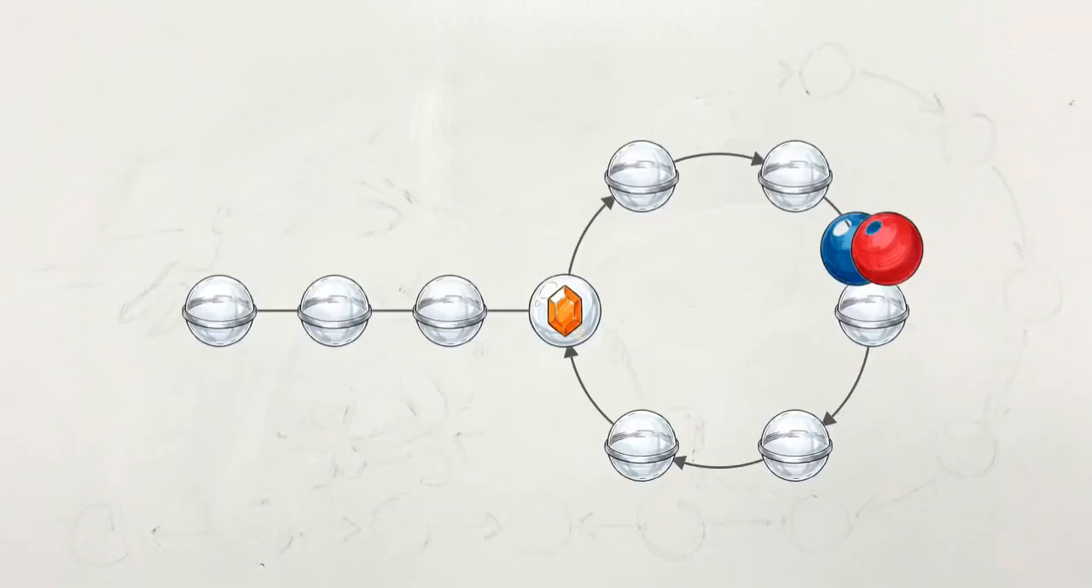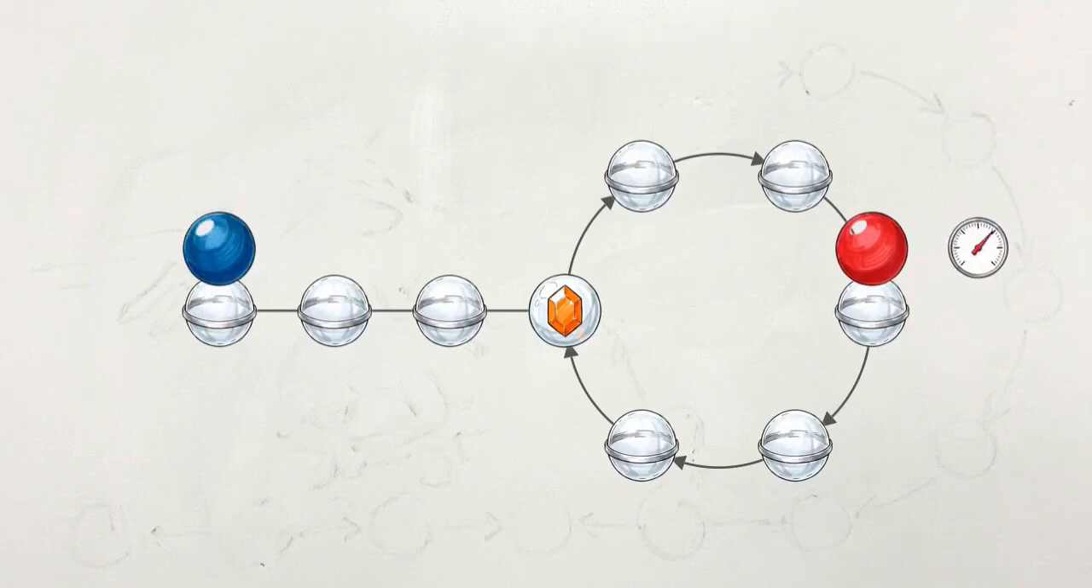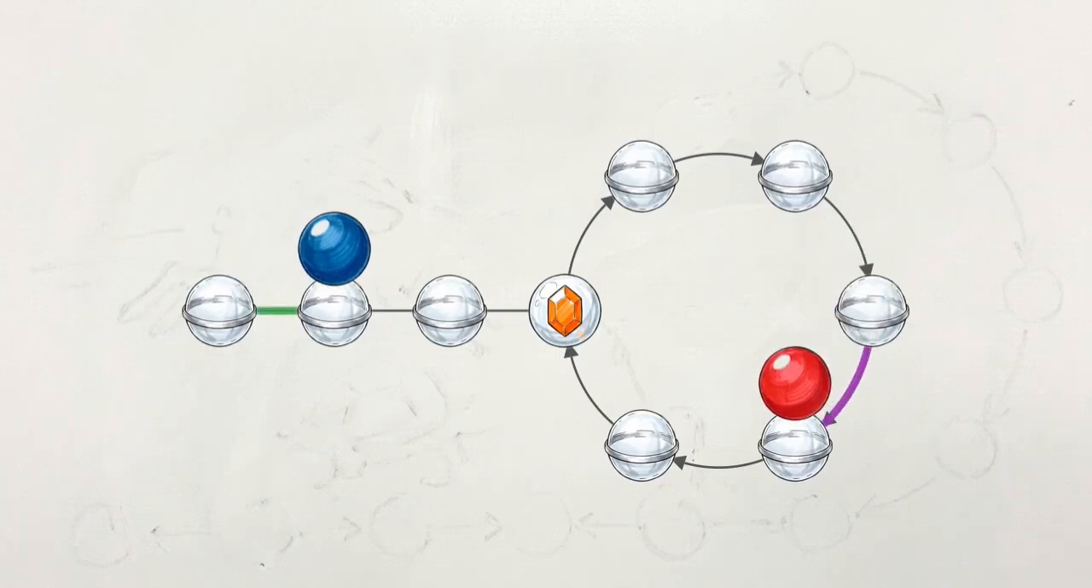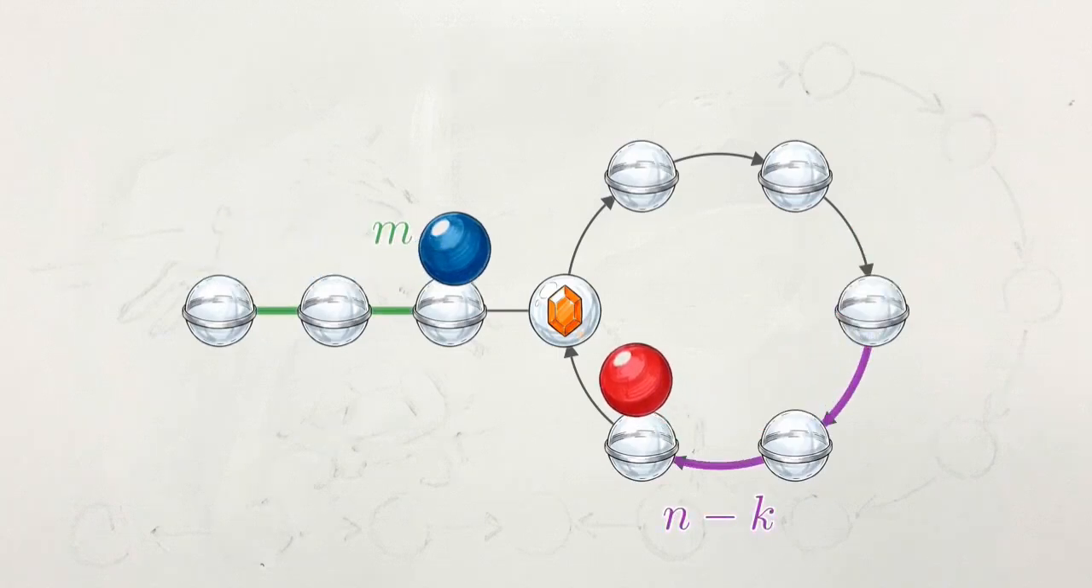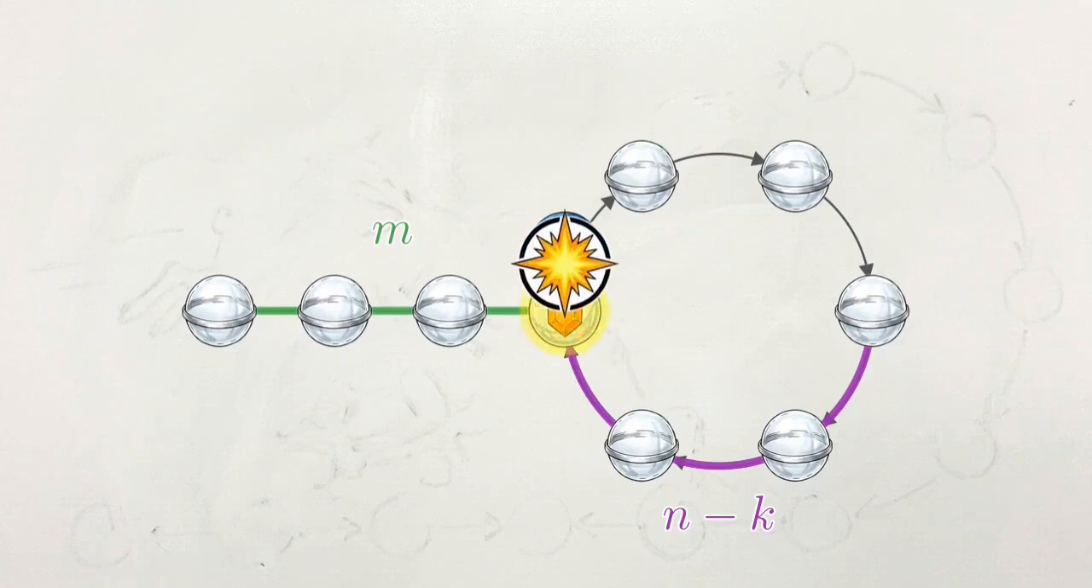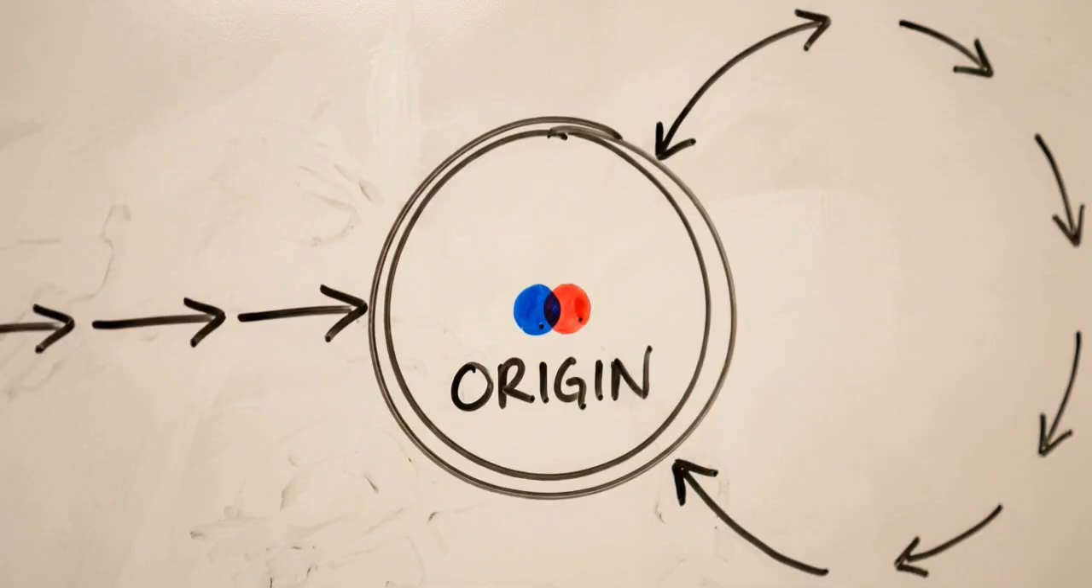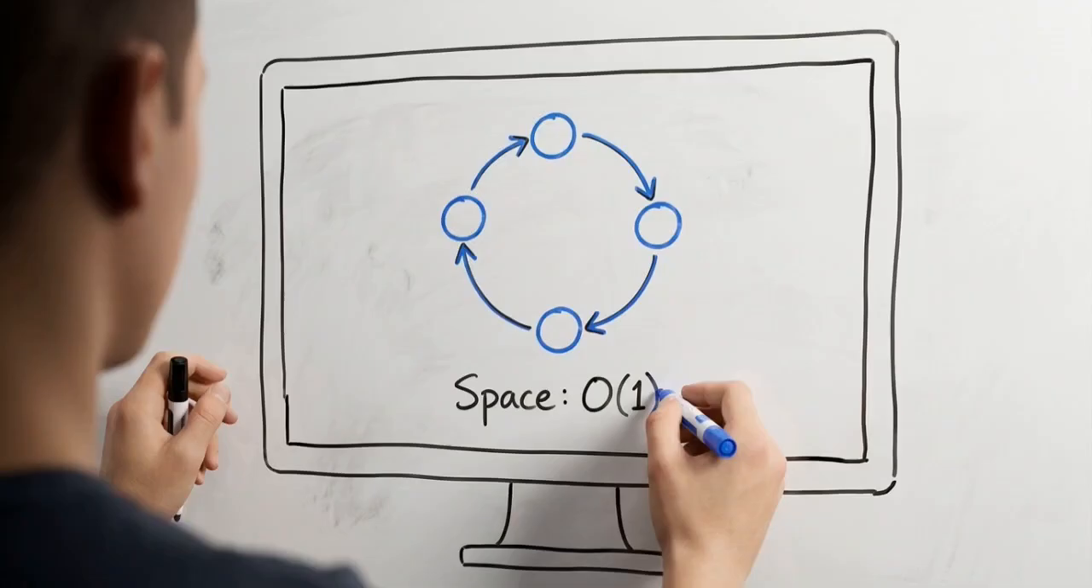For phase 2, we teleport the blue pointer back to the head and reduce the fast pointer's speed. Moving simultaneously at one node per step, they cover equal distances, green m and purple nk. The two pointers converge exactly at the loop's origin. By moving the pointers at the same speed across equal distances, they are guaranteed to converge exactly at the loop's origin.